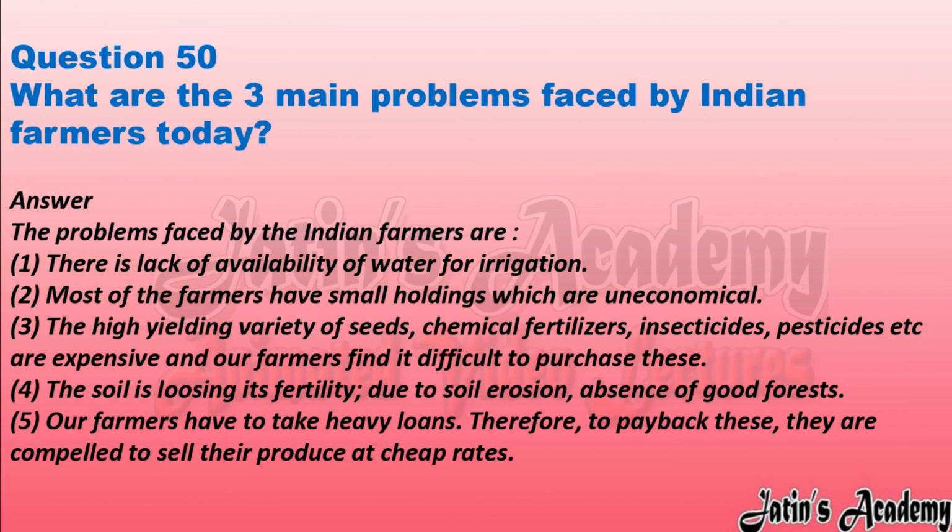Question 50. What are the three main problems faced by Indian farmers today? Answer. The problems faced by the Indian farmers are: 1. There is lack of availability of water for irrigation. 2. Most of the farmers have small holdings which are uneconomical. 3. The high-yielding variety of seeds, chemical fertilizers, insecticides, pesticides, etc. are expensive and our farmers find it difficult to purchase these.